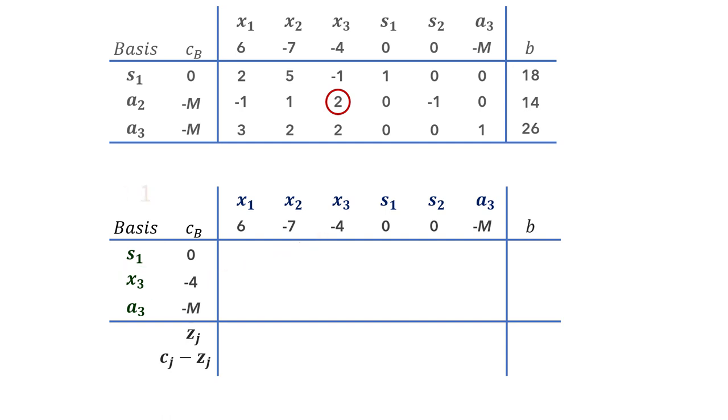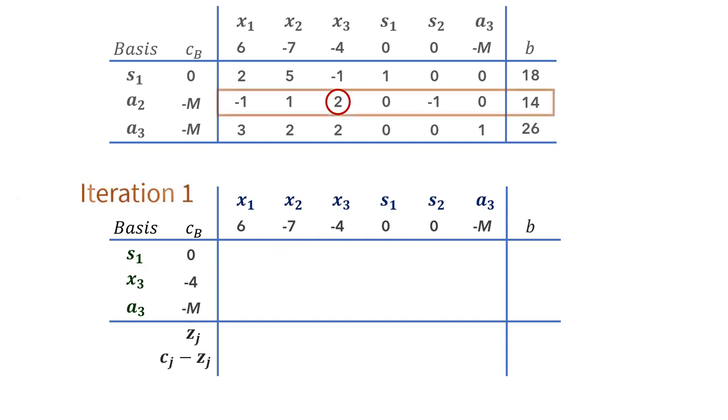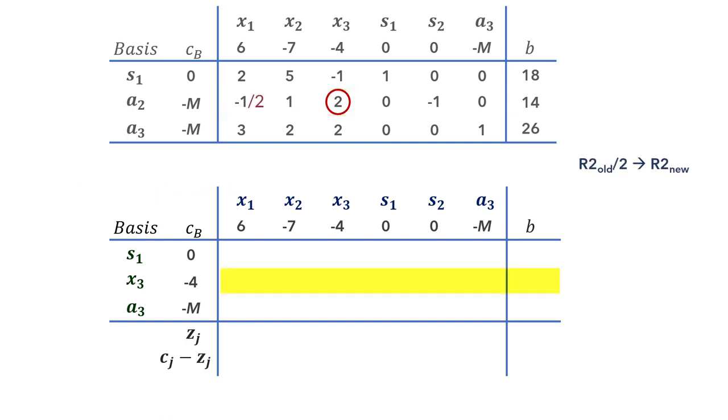We begin this first iteration by dividing the pivot row by the pivot element, which is 2. So -1 divided by 2 gives -0.5, 1 over 2 gives 0.5, 2 over 2 gives 1, 0 over 2 gives 0, -1 over 2 gives -0.5, 0 over 2 gives 0, and 14 over 2 gives 7.